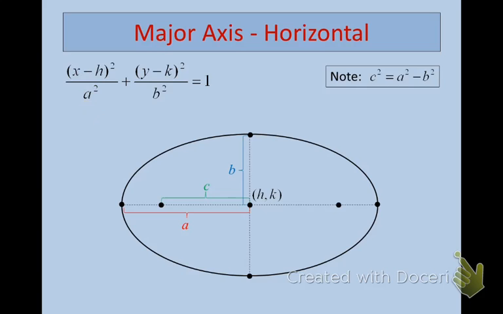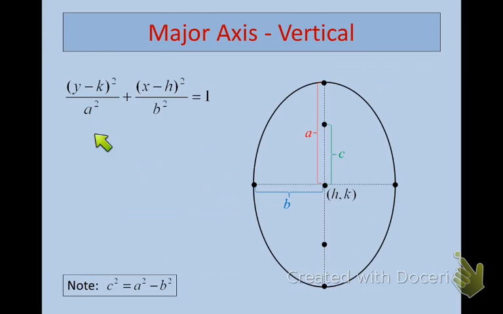So then the only thing that changes in the equation for vertical is that A is now underneath the y term, right? But half the distance of the major axis is still A, half the distance of the minor axis is still B, and the distance out to a focus is still C. It's just that the major axis and the foci are now vertical. Still has this relationship, right?